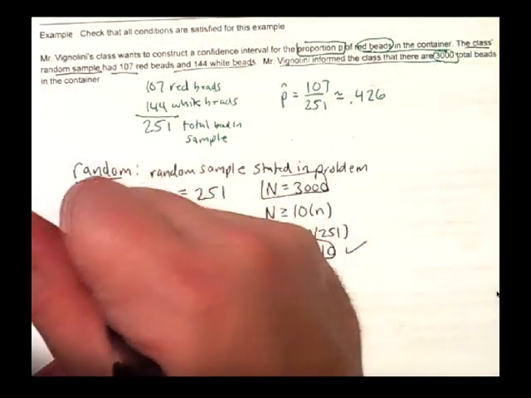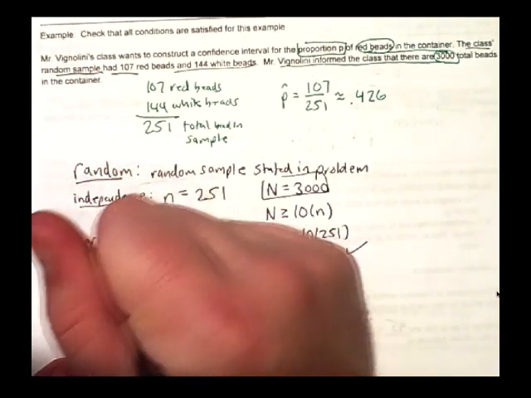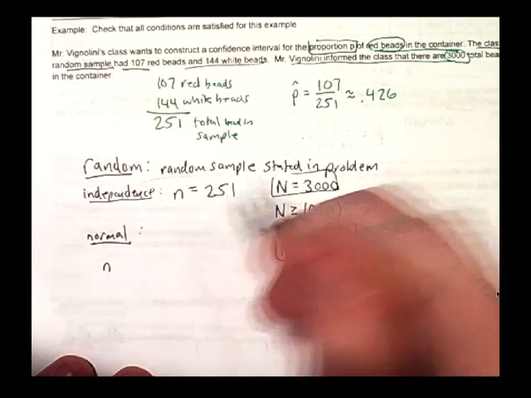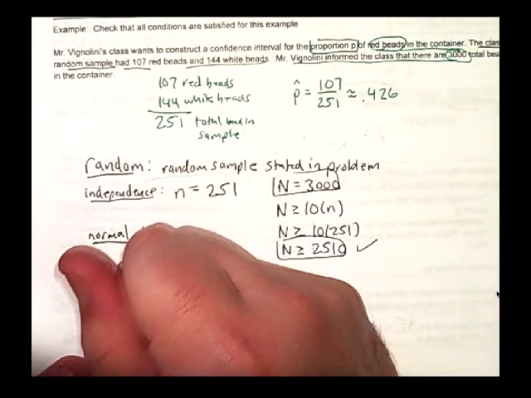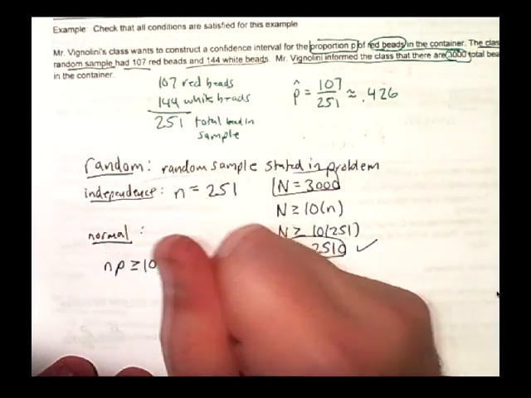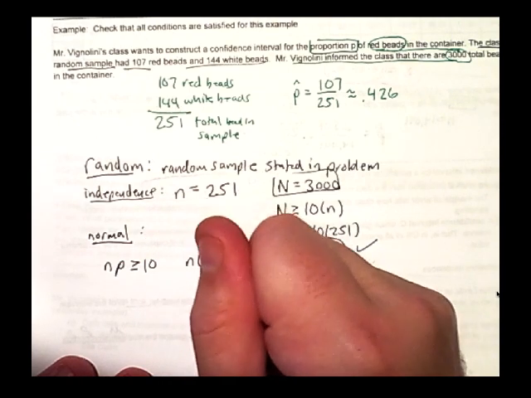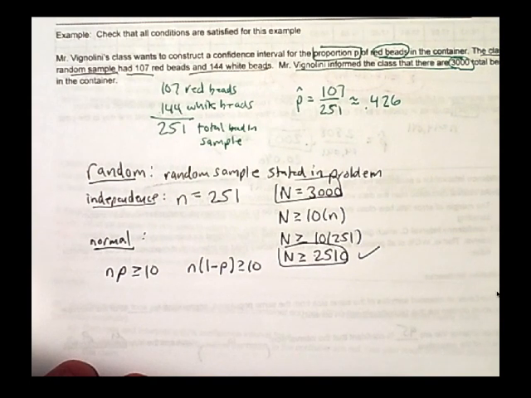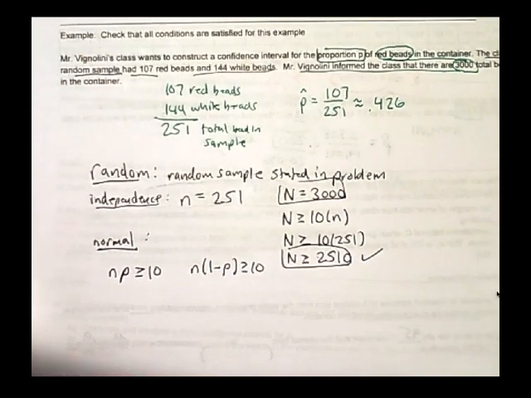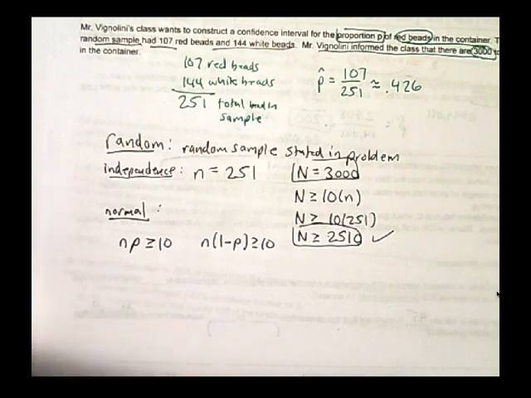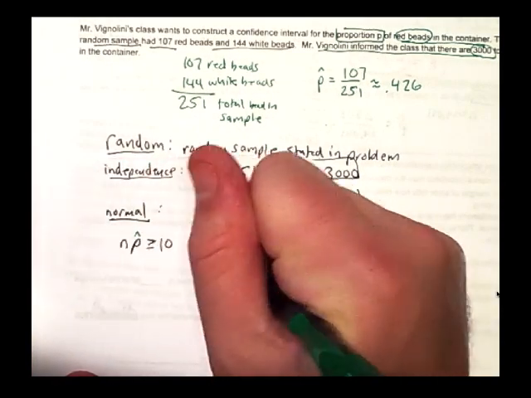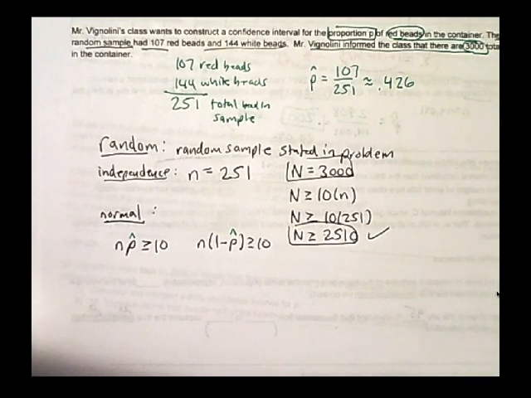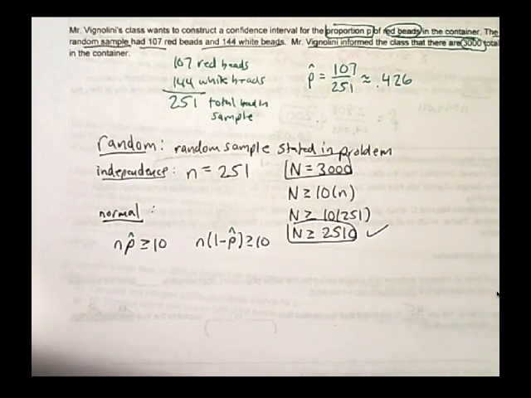And the last condition is the normal condition. When we use this for proportions, we say n times rho is greater than or equal to 10, and n times 1 minus rho is greater than or equal to 10. But I don't know rho. So instead of using rho, we actually have to use p hat, because that's going to be our best estimate.